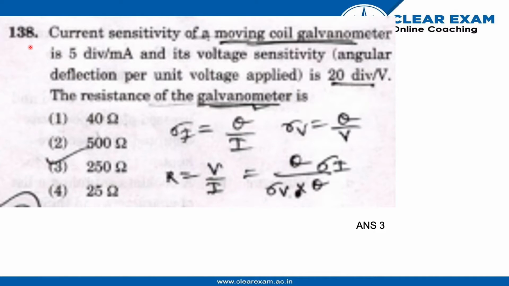Hello, so question number 138. The current sensitivity of a moving coil galvanometer is 5 div/mA and its voltage sensitivity, angular deflection per unit voltage applied, is 20 div/V. The resistance of the galvanometer is? So we have current sensitivity 5 div/mA and voltage sensitivity 20 div/V, and we have to find the resistance of the galvanometer.